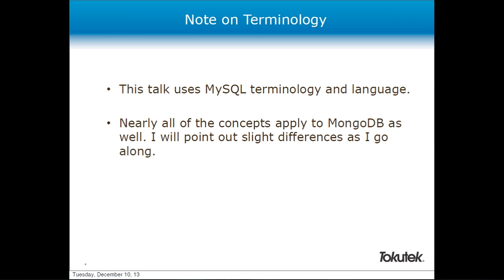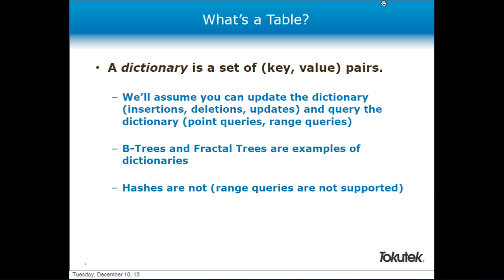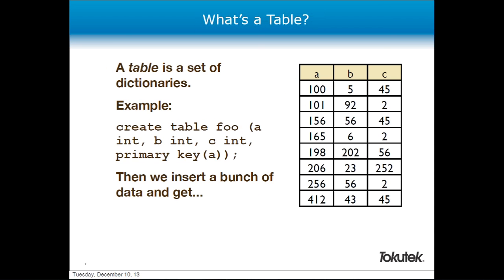All right, so let's begin. First off, I want to define some concepts. Before we dig into indexing, let's make sure that we understand what's going on underneath the covers. We're going to define a dictionary to be a set of key value pairs. We'll assume that you can update the dictionary with inserts, deletes, or updates, and that you can query the dictionary with point queries or range queries. So as an example, B trees and fractal trees are dictionaries, but hashes or things like hash indexes are not, because a range query is not supported.